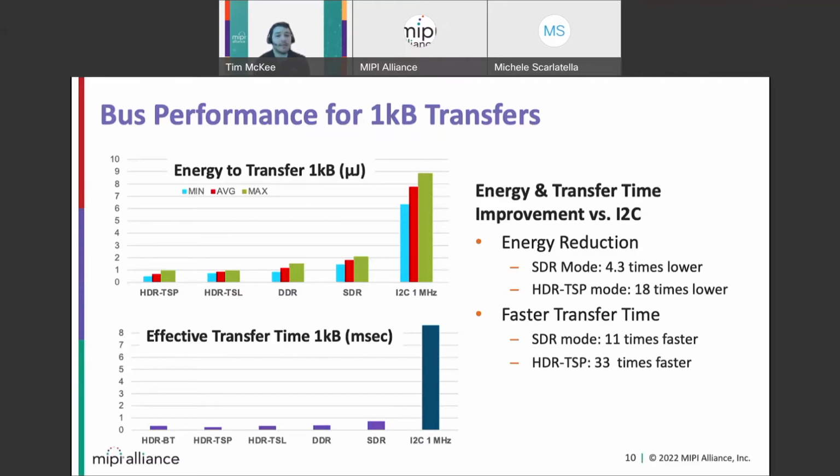You can see with HDR-TSP, which is a ternary mode, we can see 18 times lower energy reduction versus I2C. And at the same time, we're moving data faster. With that same HDR-TSP, we're moving 33 times faster than what an I2C bus would be moving that 1 kilobyte. So huge improvements in both energy and the time for transfer with I3C.